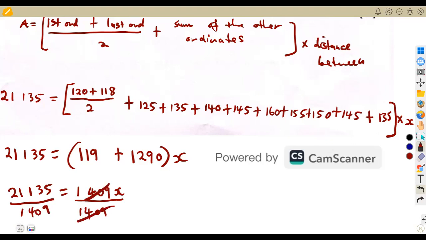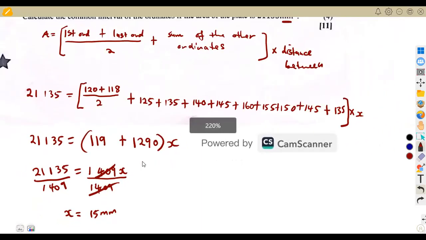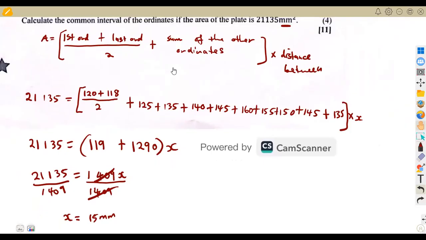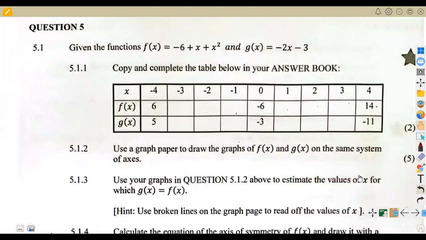So therefore, our x, which is the distance between the given points, is going to be 15. If you divide these two, you're going to get 15. And remember, we are given that these dimensions are in millimeters. So that means it was going to be 15 millimeters, okay? So this is how we could have answered this question. It just needed us to apply the basic approach that we know about area from irregular shapes and so forth.